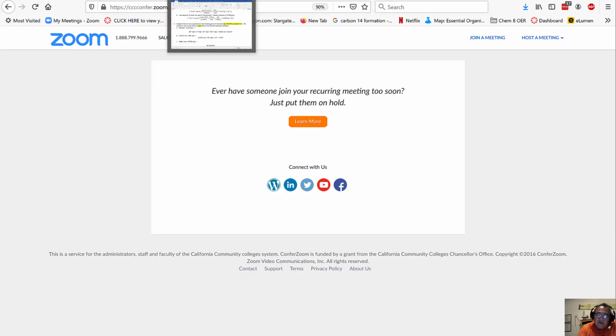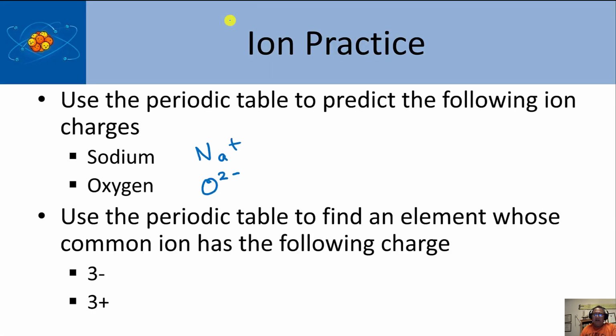Now, just in general, and I do this a little ahead of time, but I like doing this because I think you'll understand it. We can use the periodic table to find an element whose common ion, that's what we refer to these ions as, has the following charges. It'll be either -3 or +3, okay? So what we'll do is think about what that means. All of the elements that are -3 need to pick up 3 electrons.